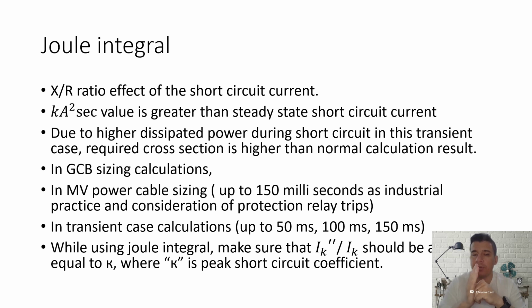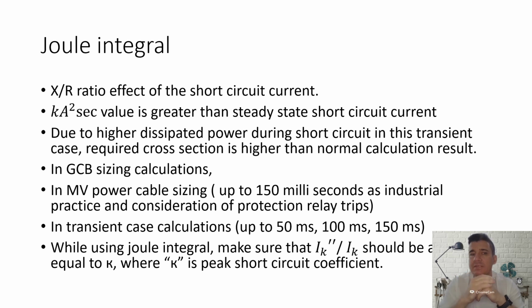If we are working in very initial cases, up to 100 or 200 milliseconds, for sure the X over R ratio will be very effective. If we are working with lower X over R ratios, 10 or maybe 15, then the required kiloampere second value will be much less. But of course, it will still be greater than with the steady state cases.